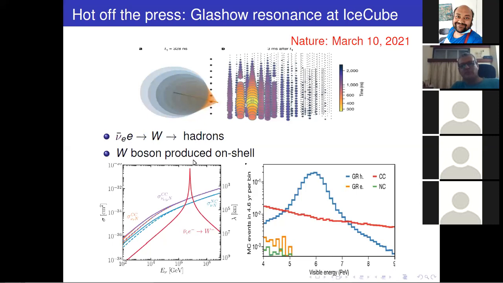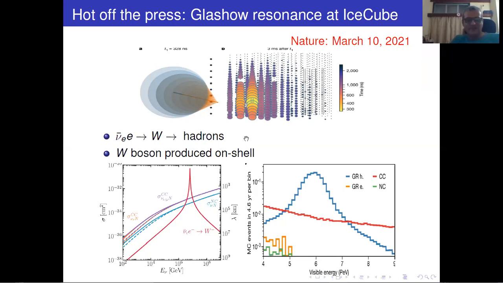Neutrinos interact with electrons and actually produce a W boson on shell, which is a real W boson, not just an intermediate one. And this W boson decays to hadrons. So that's the process. What you see in IceCube is a very special kind of event in which you get a cascade. In addition to a cascade, there is a muon which gives the Cherenkov cone. So a big cascade and a small Cherenkov cone, which happened in these two photomultiplier tubes called Dome 54 and Dome 55, about which you will read a lot if you read this paper. This is a very special event, and it tells you that this event indeed came from the Glashow resonance, that a W was actually produced.